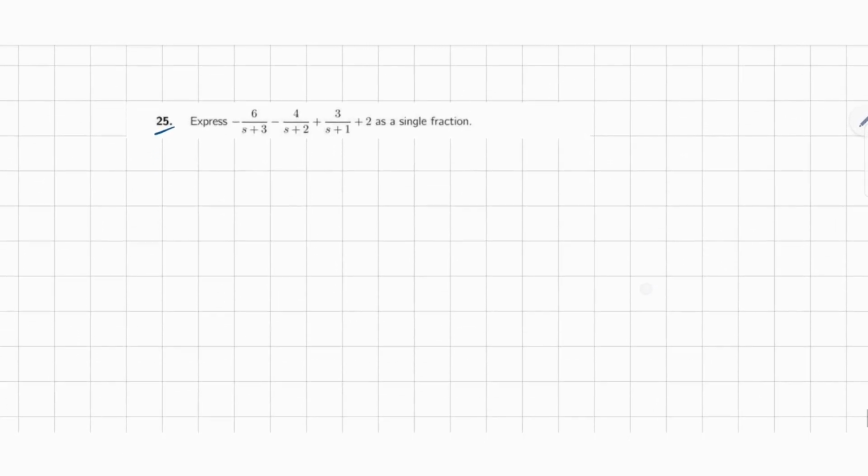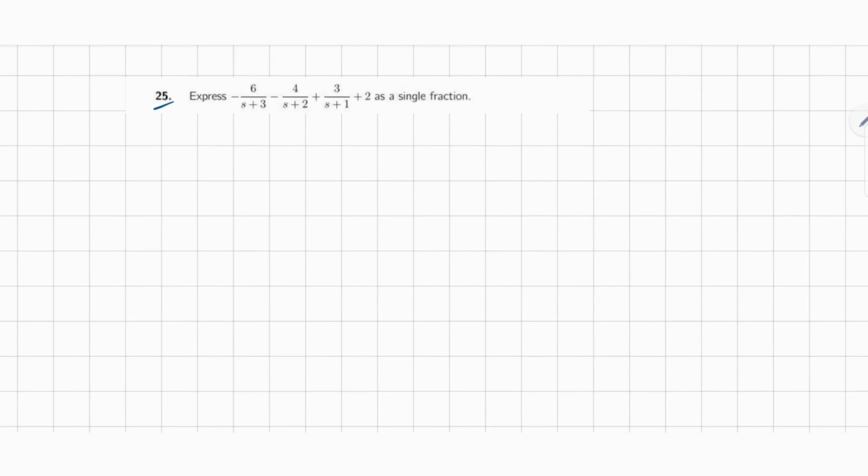Let's do question 25. We have to again express this as a single term or a single fraction by simplifying the first 2 terms into a single fraction. So we can cross multiply as there are no common factors within the denominator. We have minus 6 times (s plus 2) minus 4 times (s plus 3) over (s plus 3) times (s plus 2), plus 3 over s plus 1, plus 2.